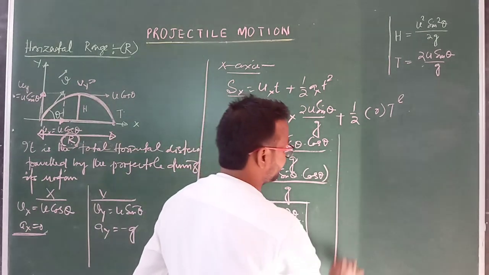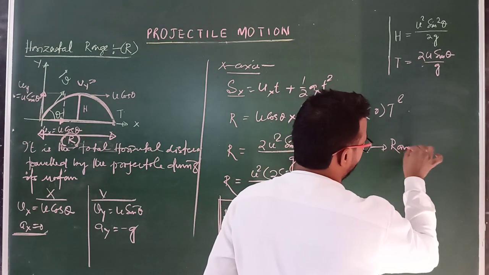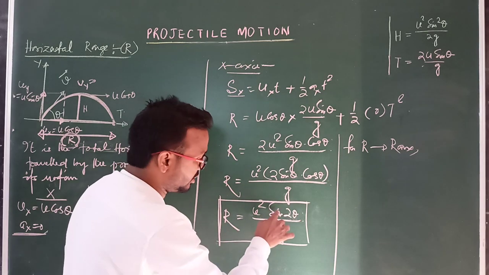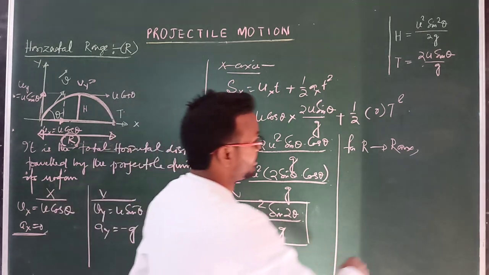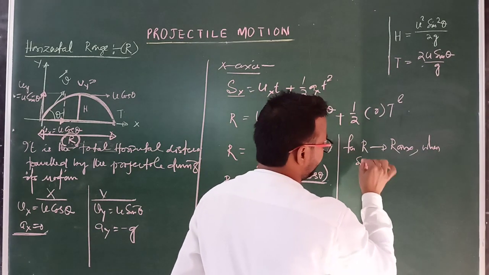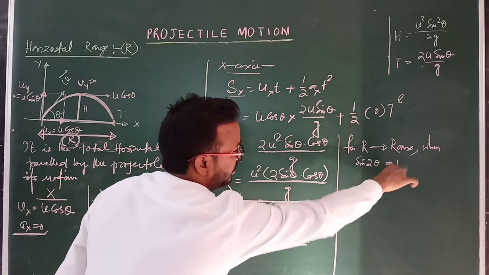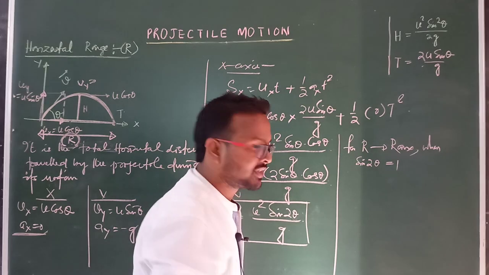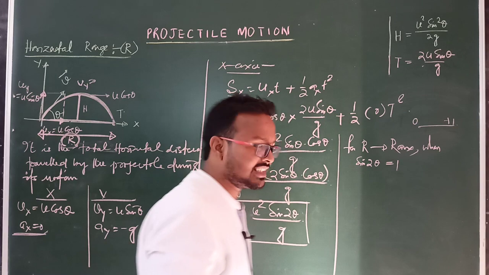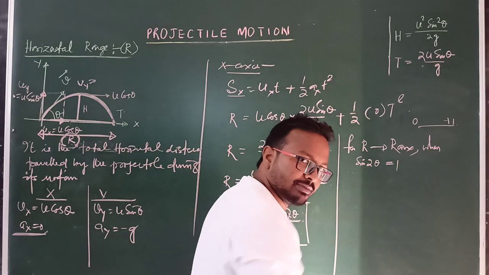So in this case, for R to be R maximum, the range will be maximum at that time, because this range depends on sin 2 theta. When the value of sin 2 theta will be 1, because the minimum value is 0, the sine value lies between 0 and plus 1. So in this case, when sin 2 theta equals 1, then we get the maximum value.